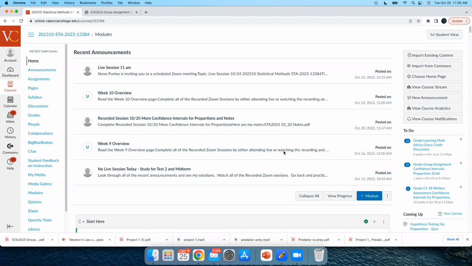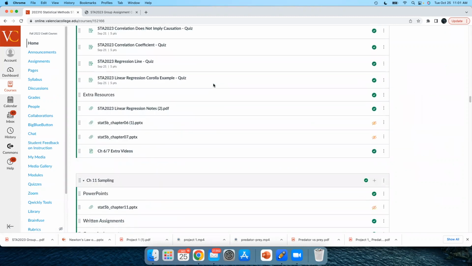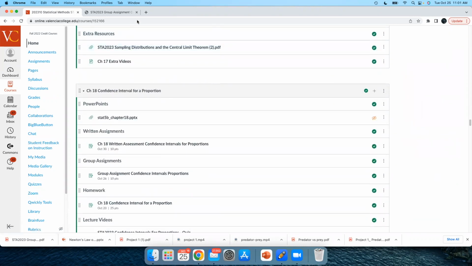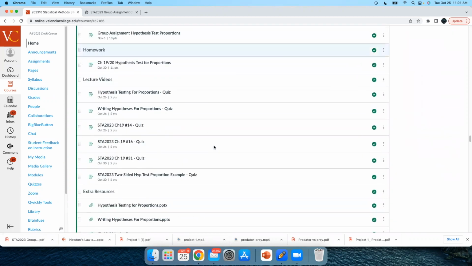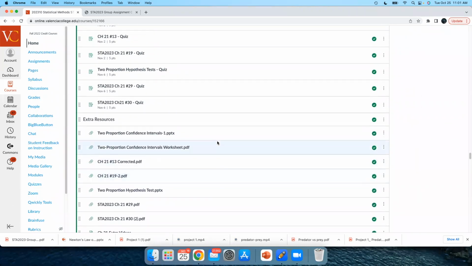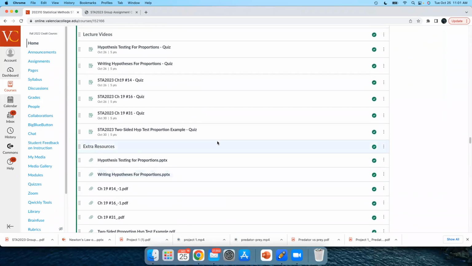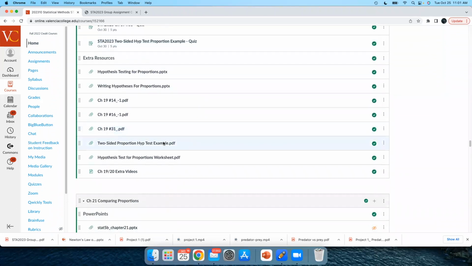We're doing confidence intervals and hypothesis tests for proportions. Everything on test 3 is going to be proportions. So if we scroll down here, you'll see I have some extra worksheets. Maybe we'll do some problems from this today.